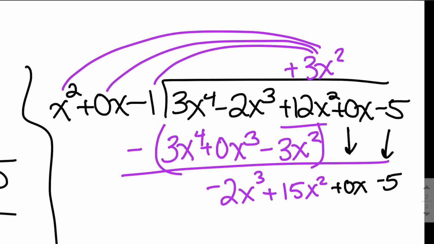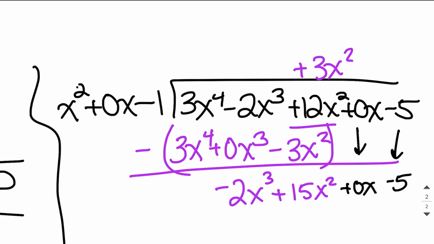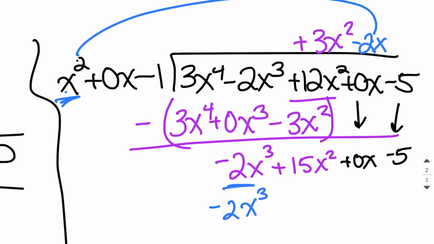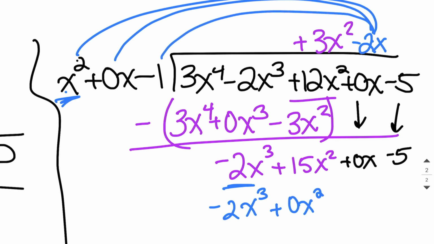Okay? Now, I want to figure out what times x squared is going to give me negative 2x to the power of 3. So that answer right here would be a negative 2x, because if I were to distribute this through, I would get negative 2, and then x squared times x is x to the power of 3. And then I'm going to distribute it to the 0x, and then I'm also going to distribute it to the negative 1, so this becomes a positive 2x, and then I'm going to subtract this whole entire thing.